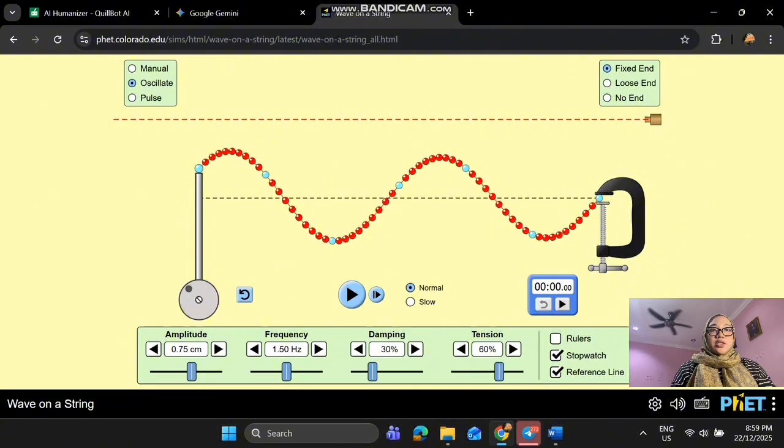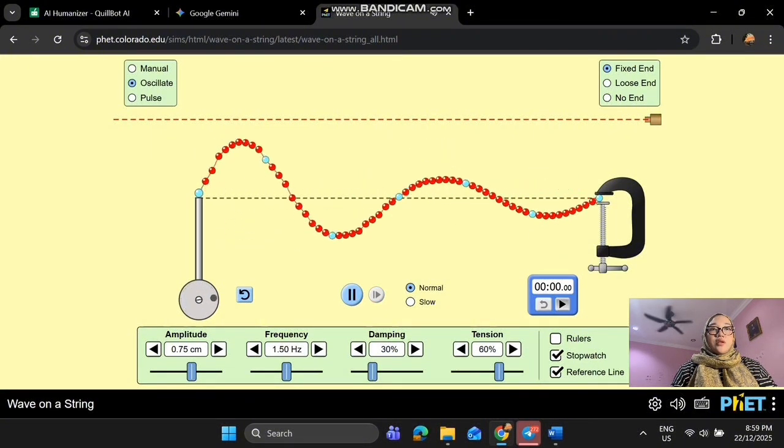Okay, for this picture, I set the damping to medium, so it's 30%. The damping is turned up, so the string resists the movement. As the wave travels further away from the source, it loses energy. The wave dies out or gets smaller as it moves to the right.